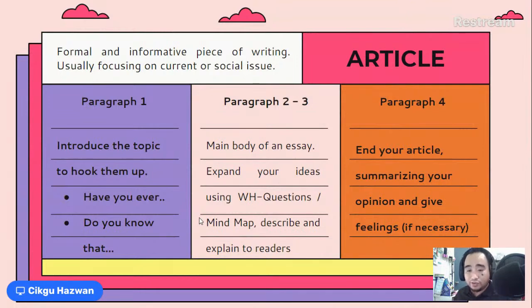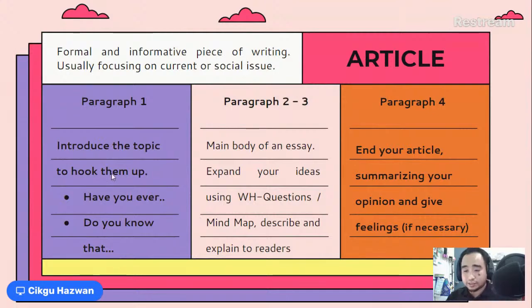In paragraphs 2, 3 and 4, kalau kita nak buat 5, in the body, you expand your ideas using WH questions, a mind map, and describe and explain to readers. Remember, you're going to describe and explain to readers in an article. And then in the last paragraph, end your article by summarizing your opinion and give feelings if necessary. Give feelings means say that you agree, you are sad, you are happy, you enjoy, you are delighted, depending on the issue.